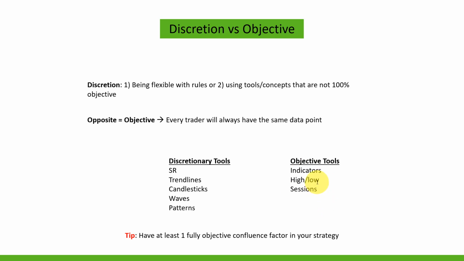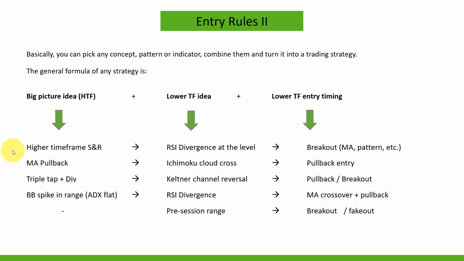And what I found in my own trading, but also especially when I've done this strategy development with other traders, is that the best way to counter some of the weaknesses of a fully discretionary strategy is to have at least one fully objective confluence factor in your strategy. That's what I always would recommend. For example, a pullback into a moving average. For example, an Ichimoku cloud cross. For example, a move into a Keltner channel.